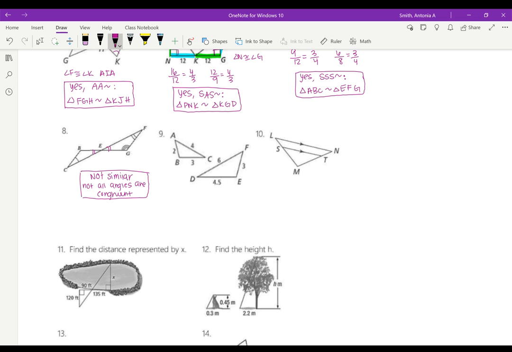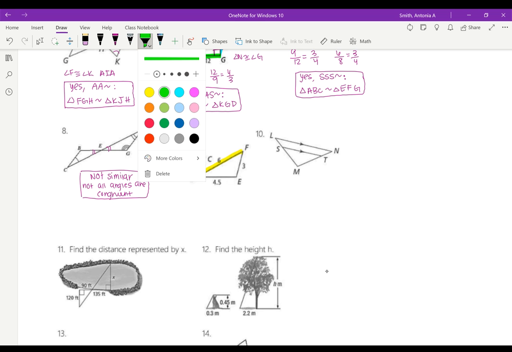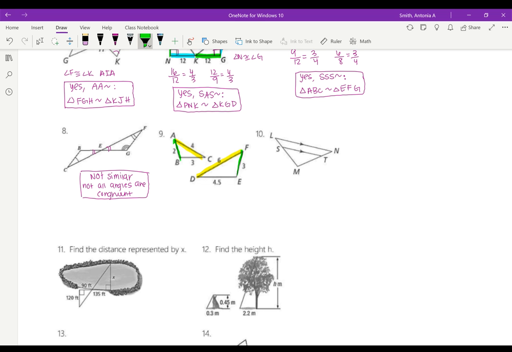Number 9, I would be checking side, side, side, right? Because I don't know any angles. So match up my sides here. We have biggest to biggest, smallest to smallest, and then our middles. So I'm checking 2 to 3, which that's the smallest that fraction is going to get. So I don't need to keep changing or simplifying that one. 4 to 6, which is, if I divide them both by 2, 2 to 3. And then 3 to 4.5.